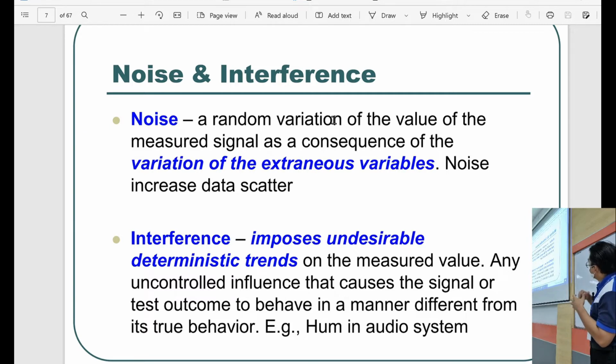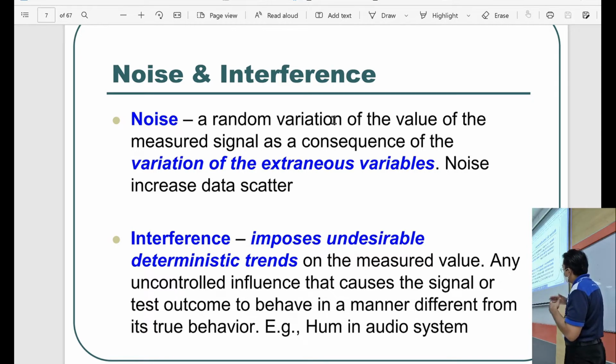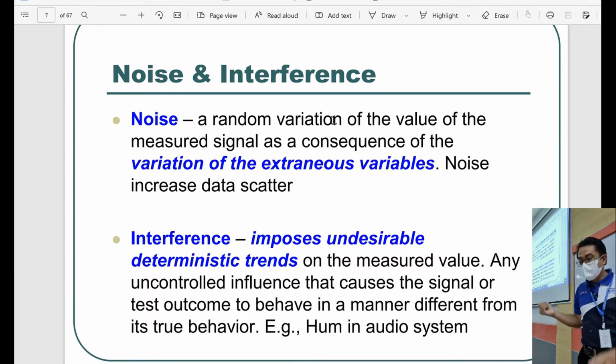So that's the noise. The second one is interference. Interference actually does not disturb the signal, but it makes the signal move towards some direction, for example because of the humming from the audio system. Originally it starts slowly, and then after that it becomes bigger and bigger. But this actually comes from the original sound. I will show you this one.